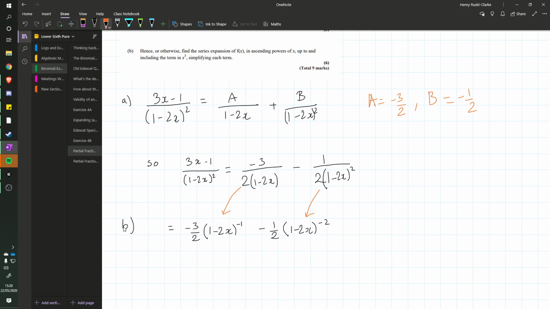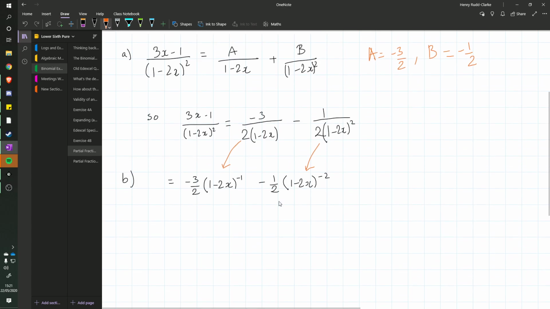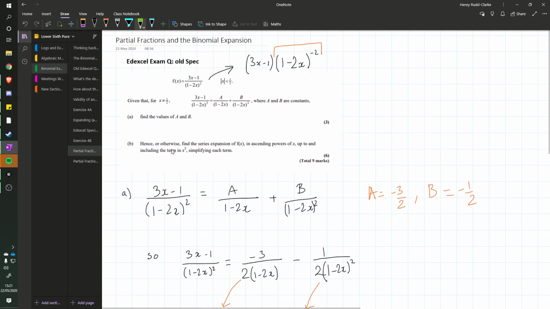Okay, so this is a half times 1 over 1 minus 2x squared. The 2 in the half here, that is not to the power of 2 like the rest of the bracket is. So this would be like this. This is a little fiddly bit of algebra, not necessarily actually part of this topic. And it's asked us in the question to do series expansion of f of x up to x cubed.